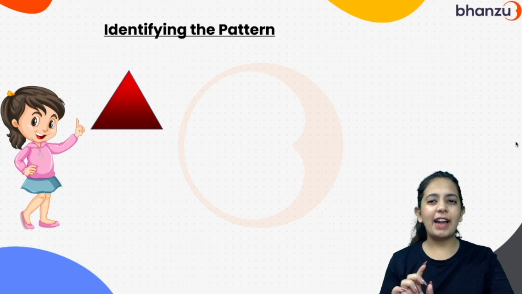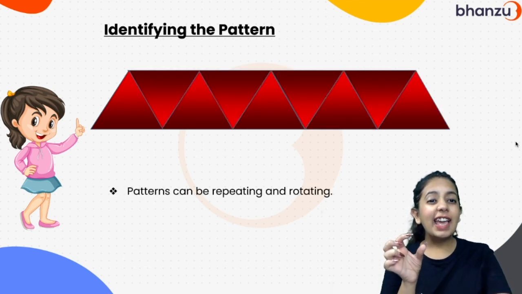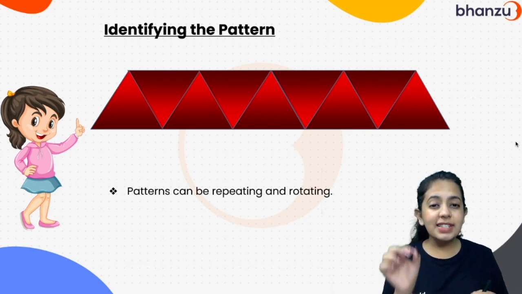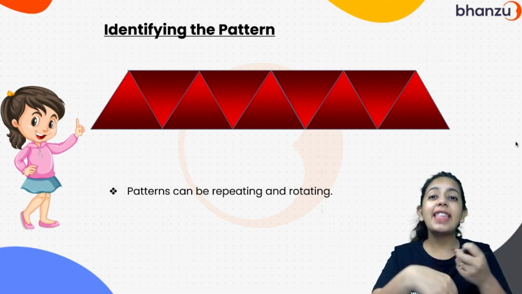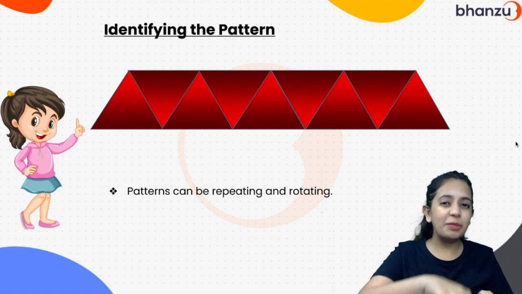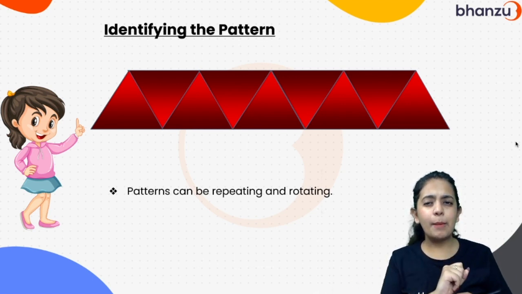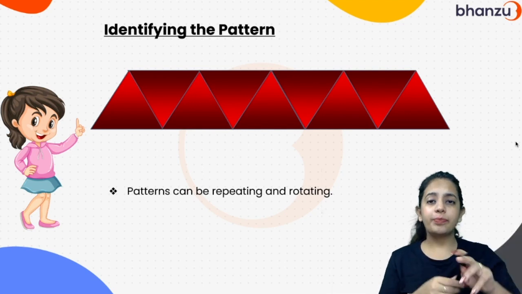Now let's see the next pattern. What about this one? Can you see some rotation over here? Yes, this pattern is also repeating. We are repeating the triangles back again. But here, there is something exciting: we are rotating and then repeating. And we are rotating by what fraction? If you remember what fractions are, we are rotating by half. Right? Not by full.